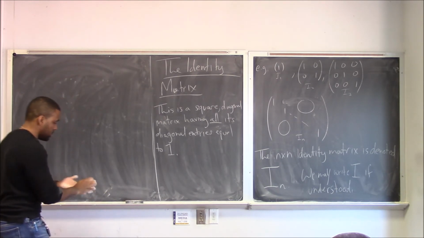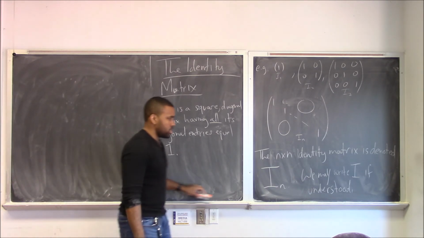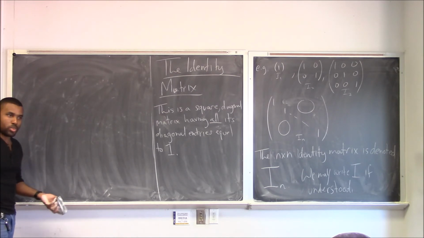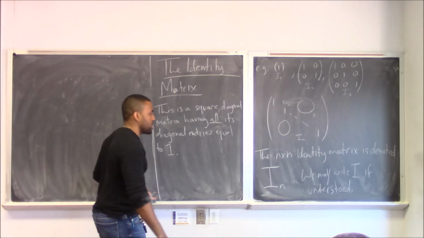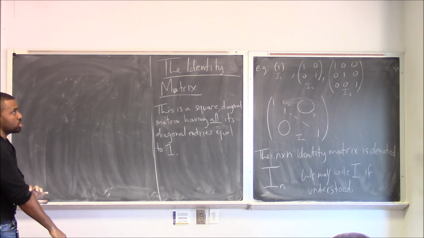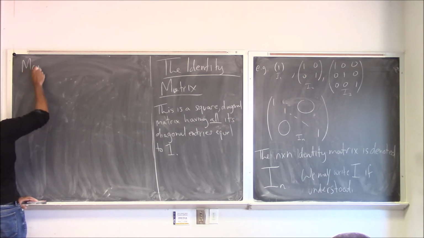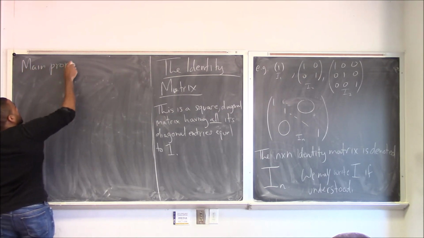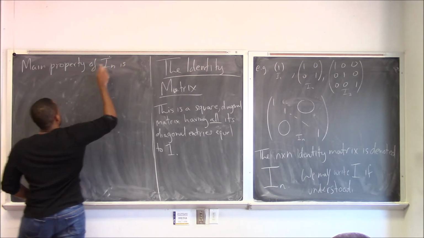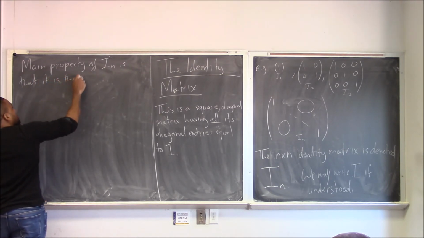Super important to matrices. So the identity matrices are as important to matrices as the number 1 is important to a number system. It forms a very important property, and we'll look at a lot of cases where this guy actually shows up. But the main property here is that it is the multiplicative identity.